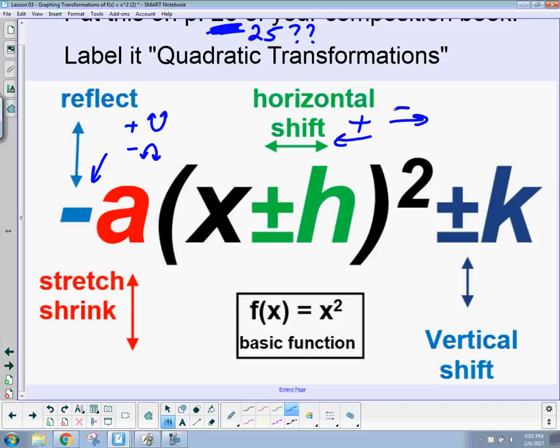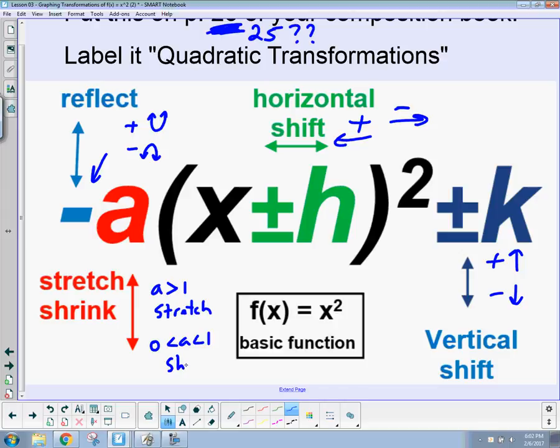Stretch. If A is greater than 1, it's a stretch. And if it's 0 to 1, it's a shrink. You know your fractions. Go ahead, add all these notes, because you're going to need them.